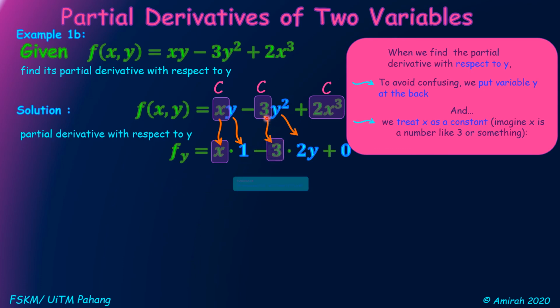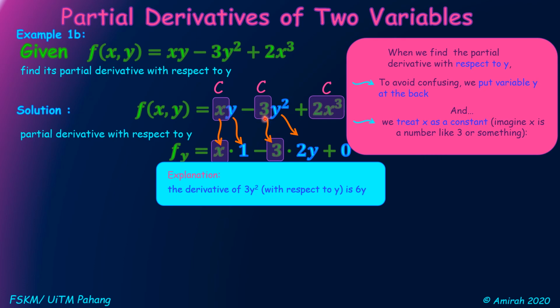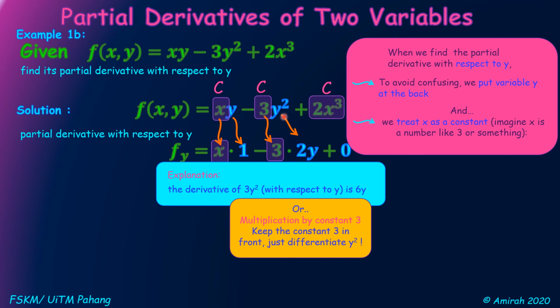Now we have 3y squared. The derivative of 3y squared with respect to y is 2 times 3, so we get 6, and then y reduces 1 from the original power. So we get 6y. Or, multiplication by constant 3: we keep the constant 3 in front and then differentiate y squared with respect to y using the power rule. So we get 2y.